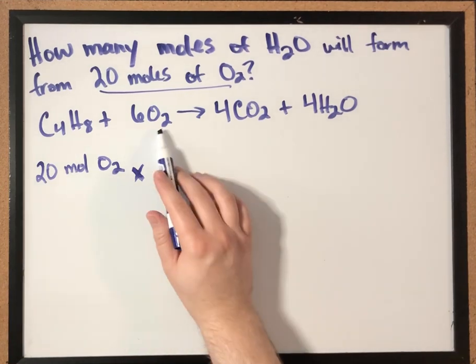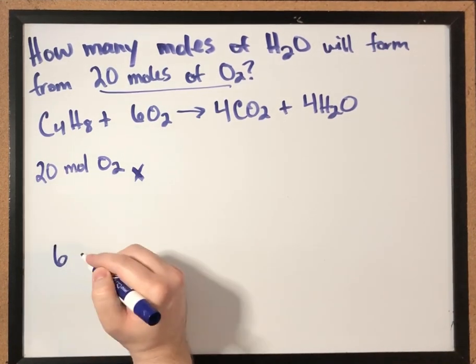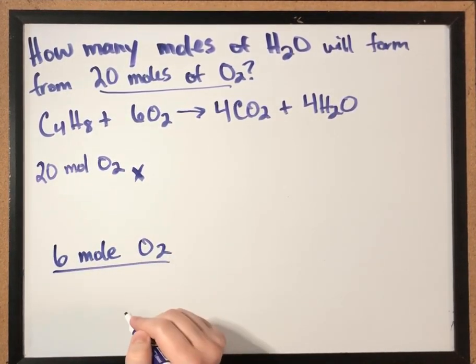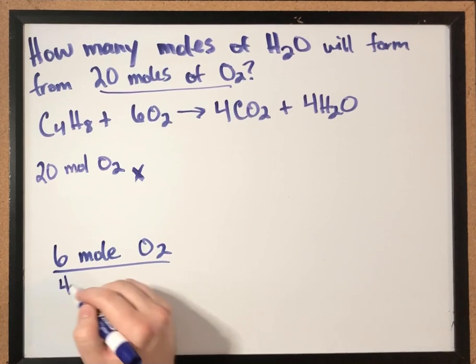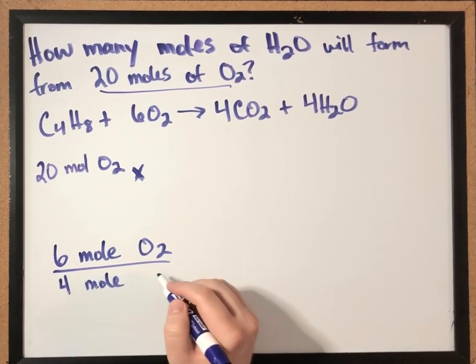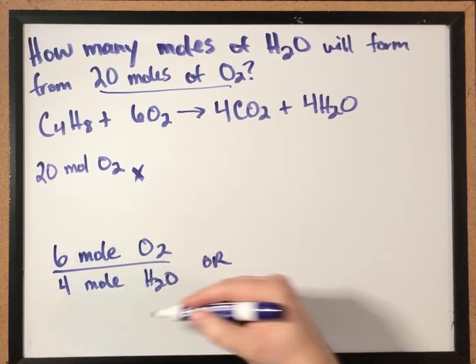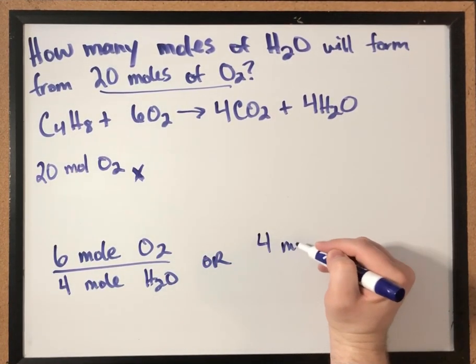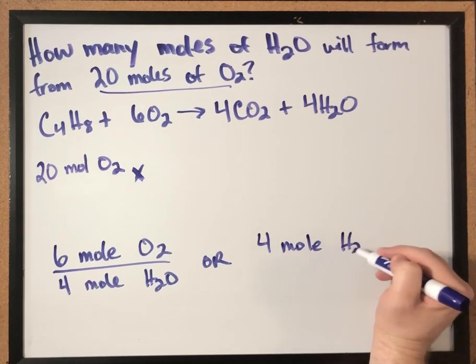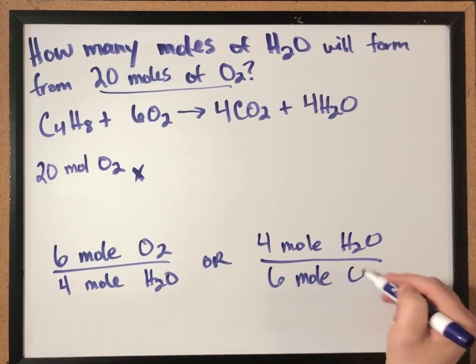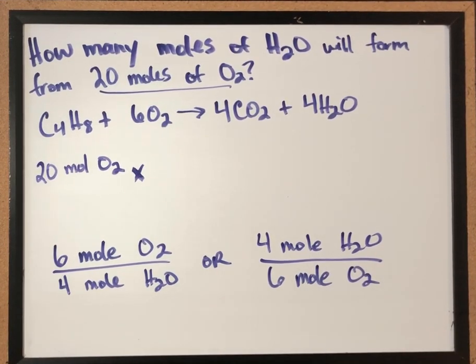So if I'm looking at O2 and H2O, the two possible conversion factors are either 6 moles of O2 for every 4 moles of H2O, or I can flip-flop that: 4 moles of H2O for every 6 moles of O2. One of these conversion factors you will use for this. Which one do you think you will use?